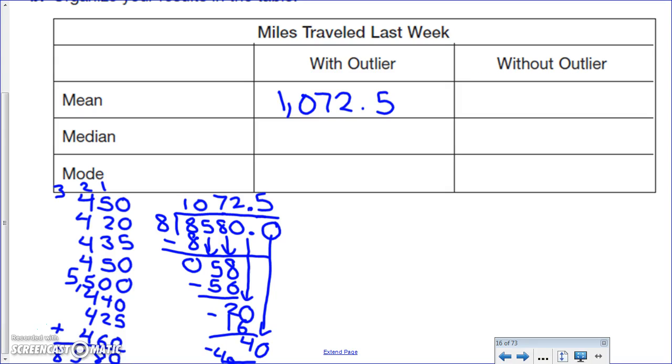Without the outlier, we're going to find the mean again. So in this case, we know the total with the outlier is 8,580. To find the total without the outlier, the easiest thing to do is just subtract the outlier out of that total. So our total without the outlier is 3,080. This time we're going to divide that by 7 because we only have 7 data points because we've taken the outlier out.